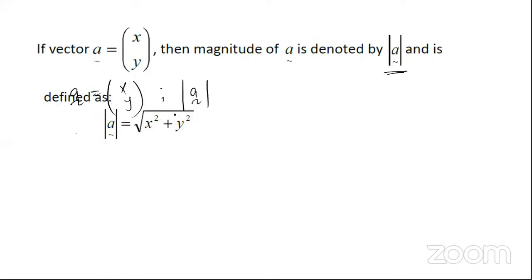By formula, we say the magnitude of A is equal to the root of X squared plus Y squared. This is the X and this is the Y. We are saying the magnitude of A is the root of X squared plus Y squared. That's how we are generating our magnitude.